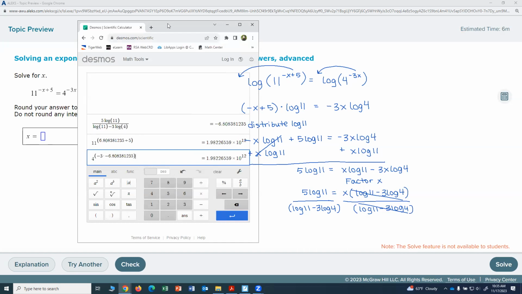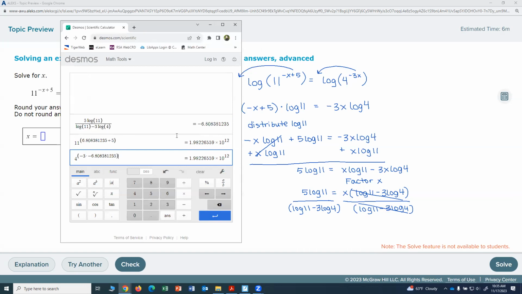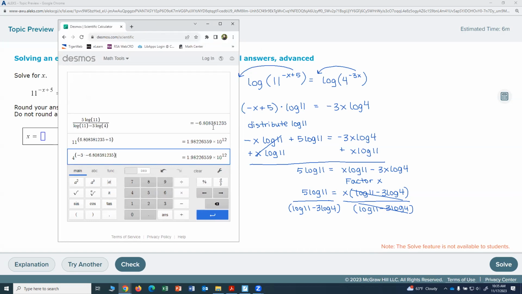And I'm just checking to make sure that I get the same result on the left side of my equal sign and the right side of my equal sign. So 11 to the negative x plus 5 is equal to 4 to the negative 3x. So I know that I got the right answer, and I would just go ahead and type in negative 6.808 as my answer.